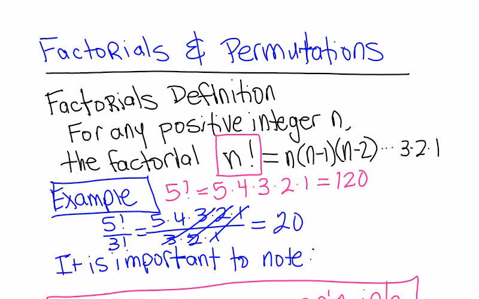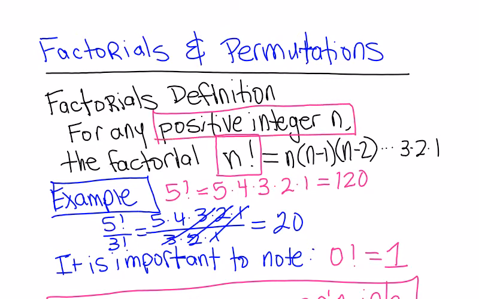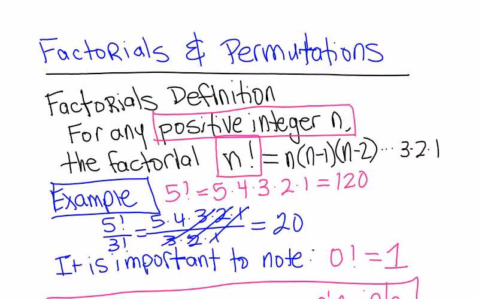Now, as part of the definition, we also need to know that 0 factorial is equal to 1. The definition of factorial only works for positive integers. 0 is not positive or negative, but with everything in math, we always need to identify what exactly is happening when you look at a 0. So one of the definitions is 0 factorial is equal to 1. We will use the factorials a little bit later.